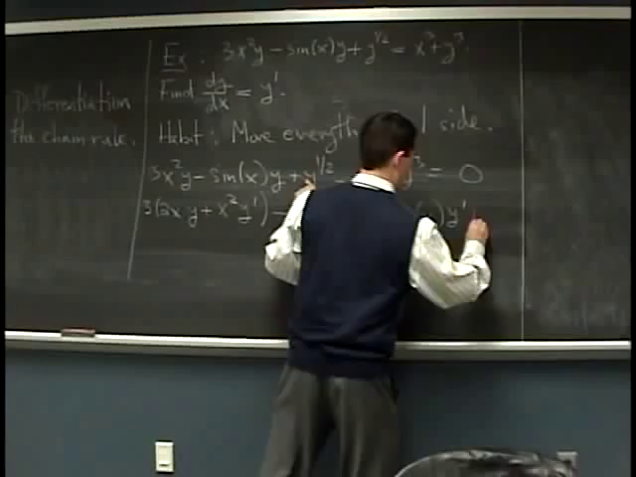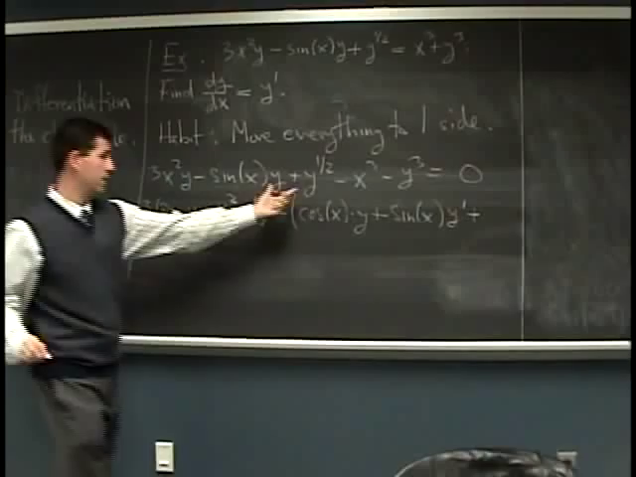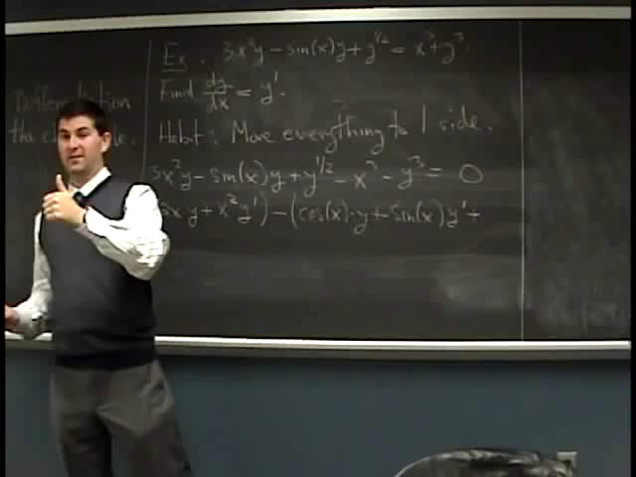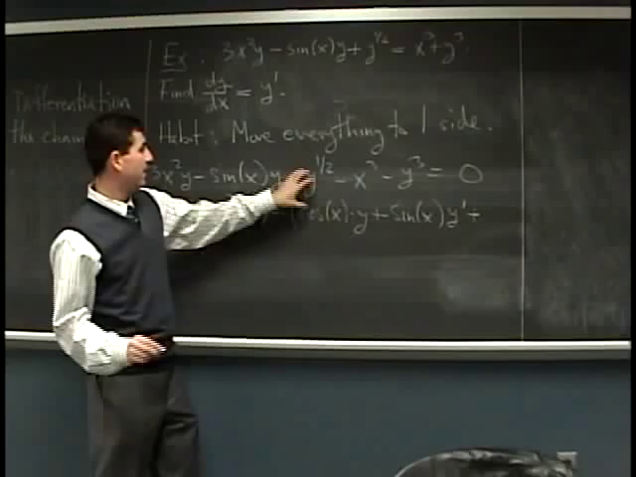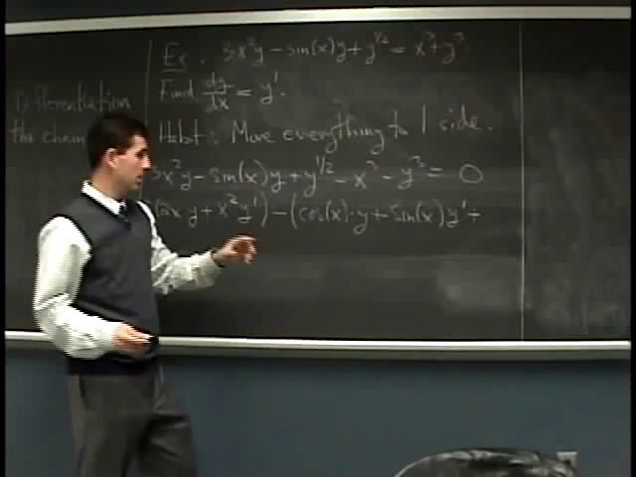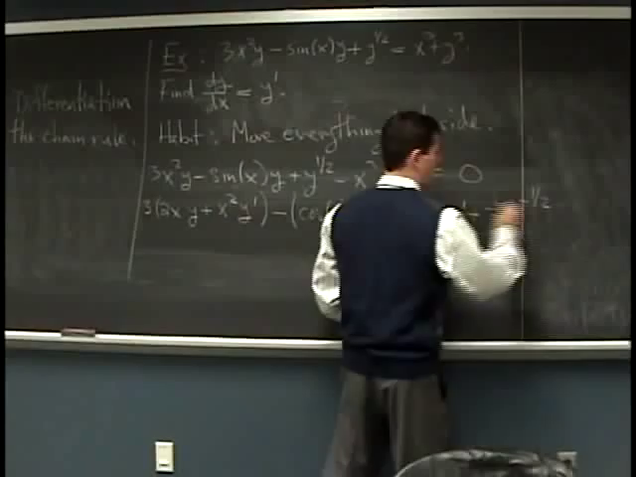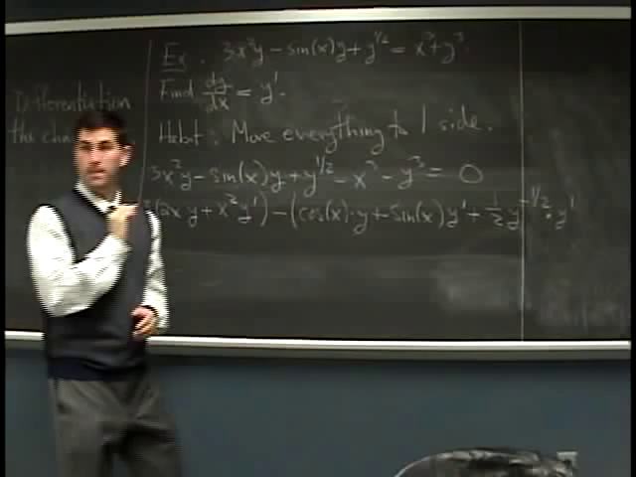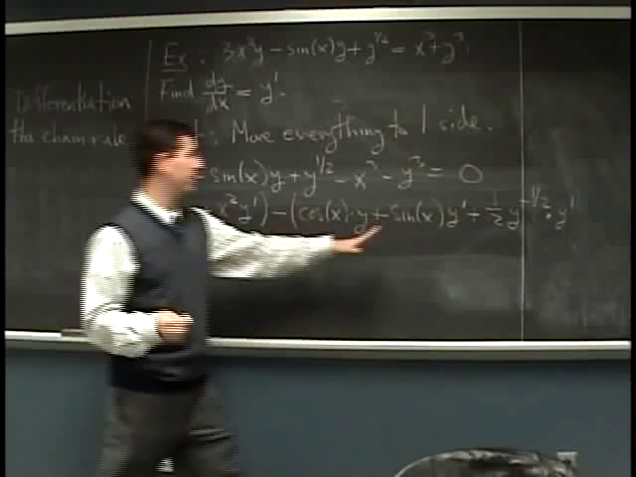I have y to the 1/2. What rule do I have to use to differentiate this? Power rule and the chain rule, right? Because y is itself a function of x. I have a function of a function. So the power rule says I'll get 1/2 y to the negative 1/2, and the chain rule says I then have to multiply by y prime. Chain rule says you do the derivative of the outside times the derivative of the inside.